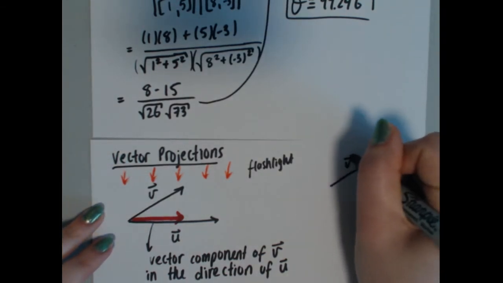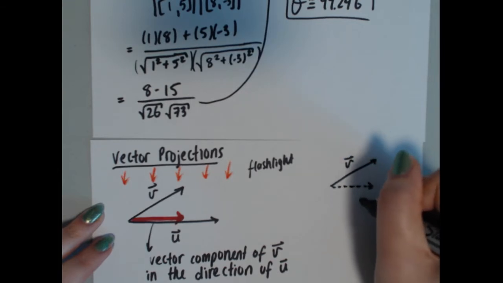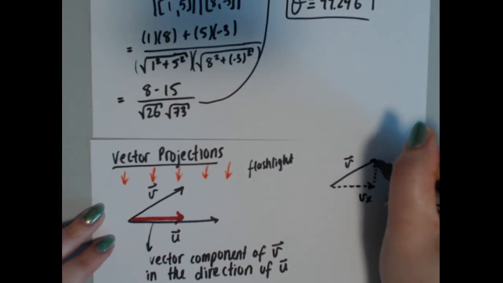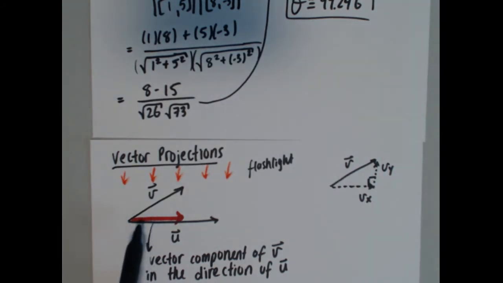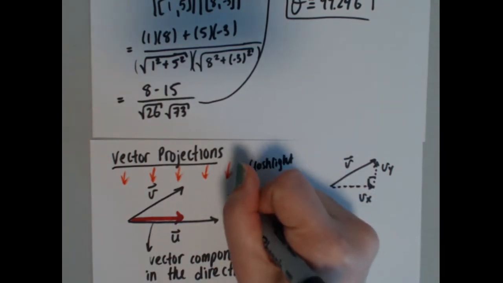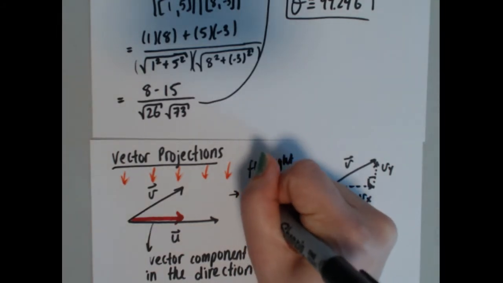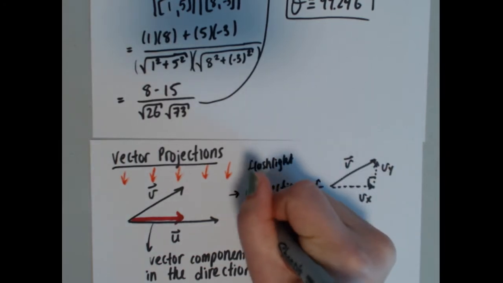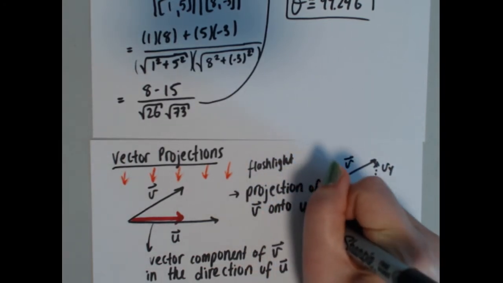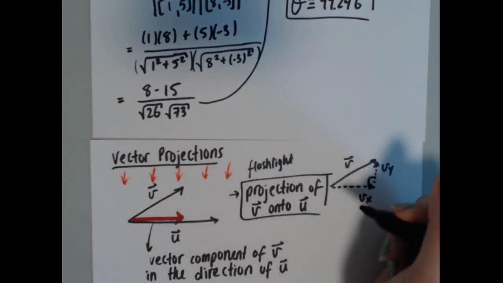If I have vector v here, I can break it up into an x component, vx, and a y component, vy, where vx and vy are perpendicular to each other. I can say that vx is along the x direction, but here I already know that this component is along the u direction. So this thing overall, this red arrow, is called the projection of v onto u. That's really all it is.